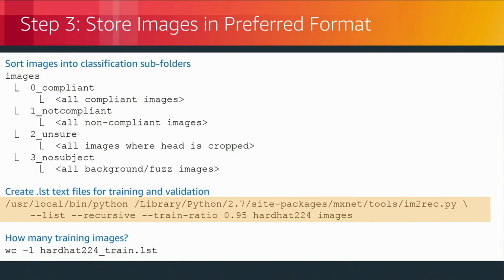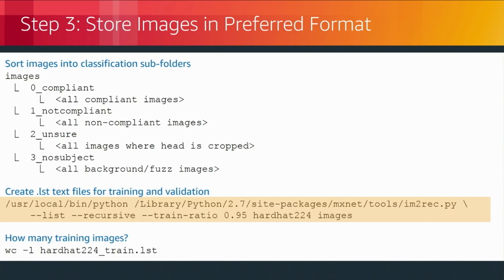Do you see that training ratio 0.95? What that's doing is it's creating 2 files. One file called training, which has 95% of my images, and one called validation, which has the other 5. So when I provide these to my algorithm, it will train using 95%, and then it will make an assessment of how accurate it is using the final 5%.